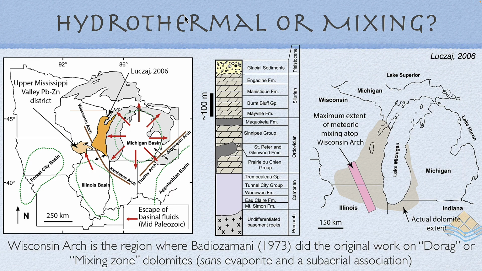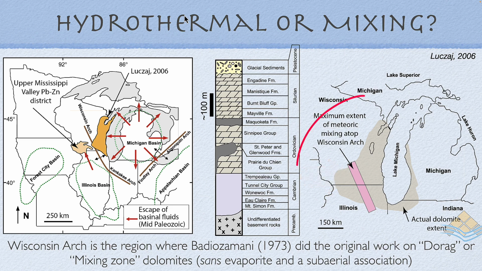It's interesting if we go back to our discussion of the mixing zone dolomites and have a look at the Wisconsin Arch once again. This is where Badiozamani, back in 1973, did his original doctoral work on the Dorag or the mixing zone dolomites, which he argued were an association of dolomites not tied to evaporites and tied to the development of a mixing coastal zone, and so hence tied to a development of subaerial exposure.